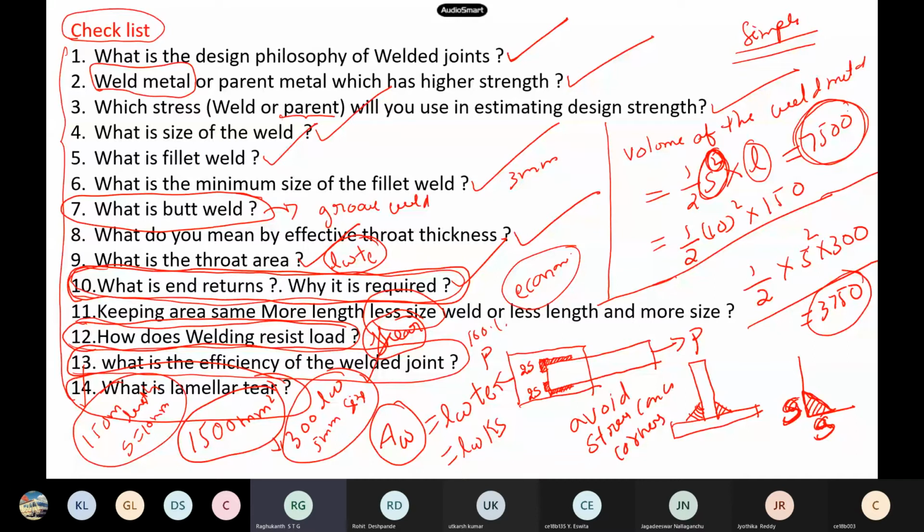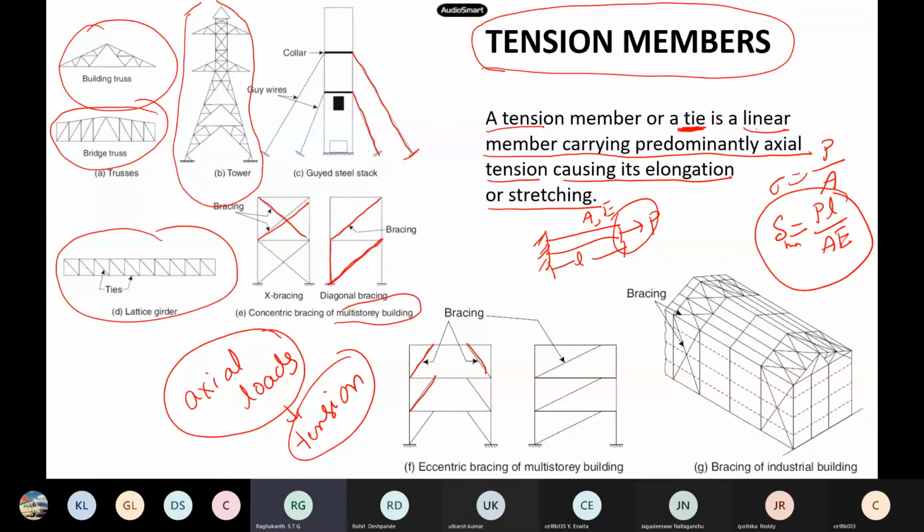So anyway, these are the questions I asked you, and if you are able to understand and answer, it means you are doing fine. Now the next unit is tension members. Yesterday in class, we briefly discussed this tension member.